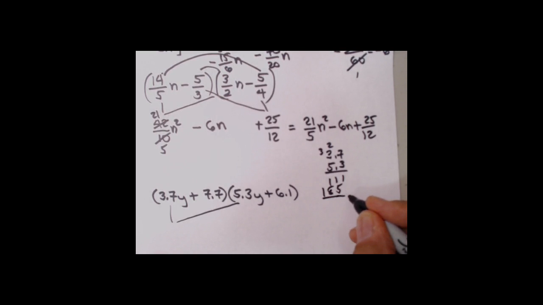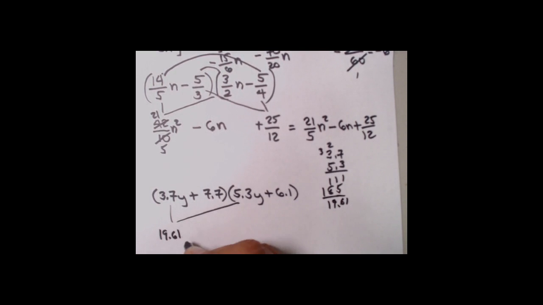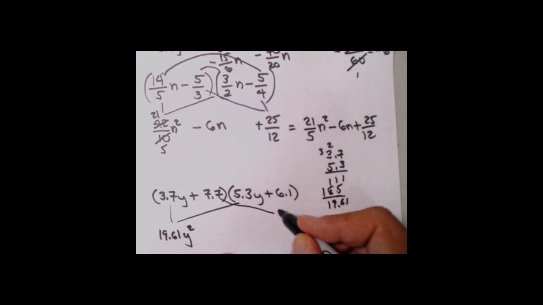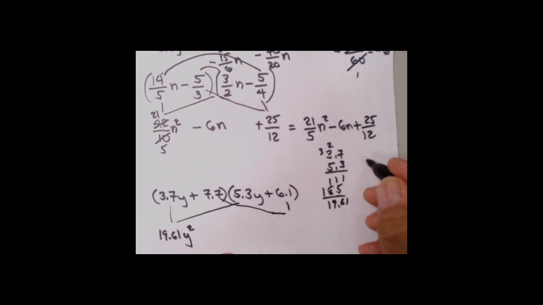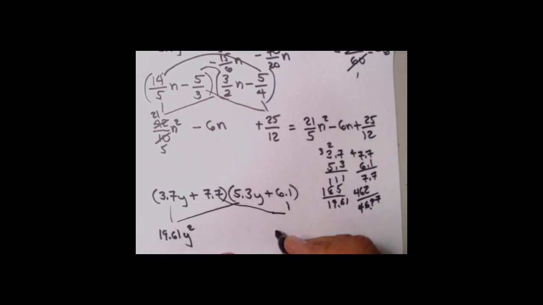So it looks like I get 1961, and there are 2 decimal places. So 19.61 y squared. Okay, multiply the 2 last together. Well, again, do a little bit of math off on the side. 7.7 times 6.1. 6 times 7 is 42. 42 and 4 makes 46. So we have 7, 9, 6, and 4. And again, I need 2 decimal places. So it looks like we got 46.97.